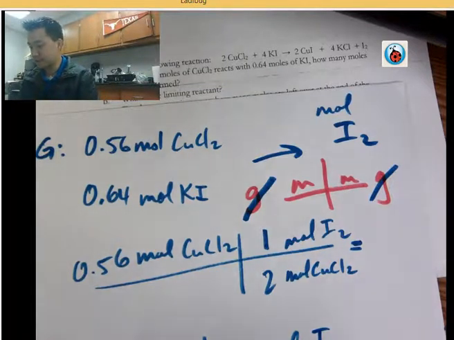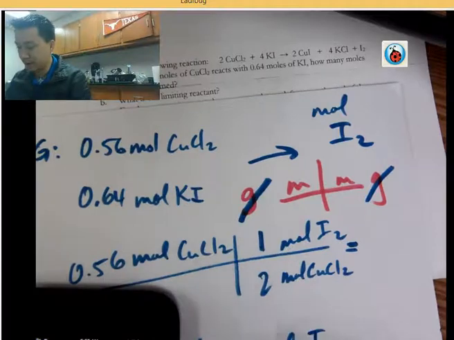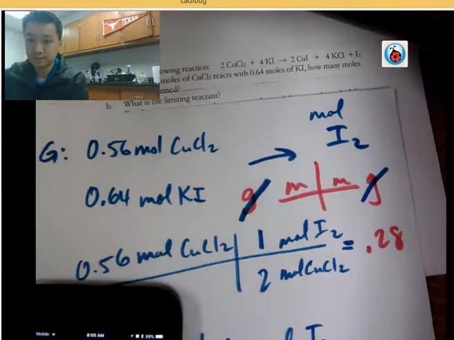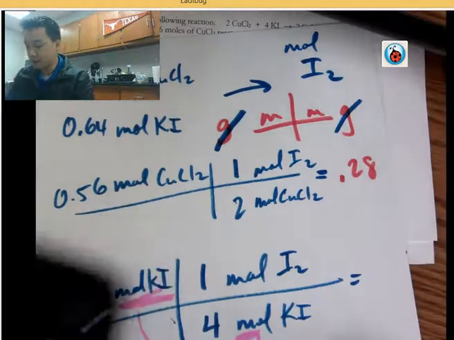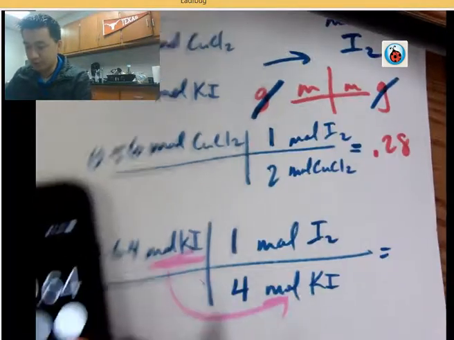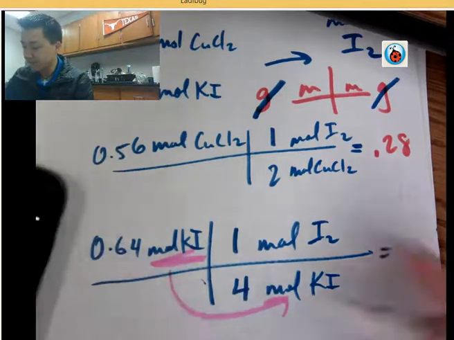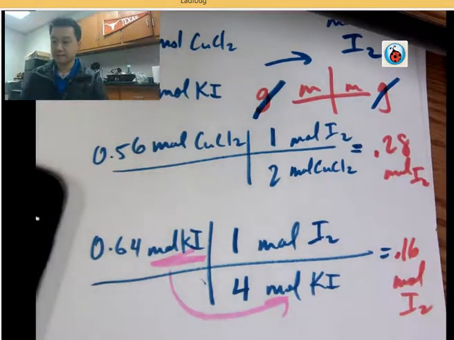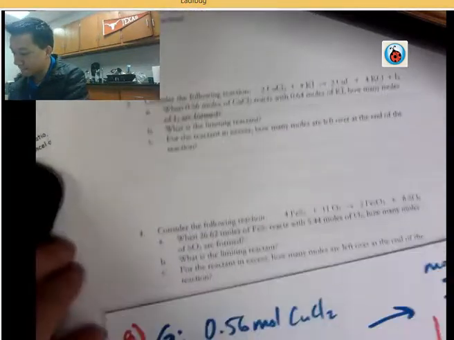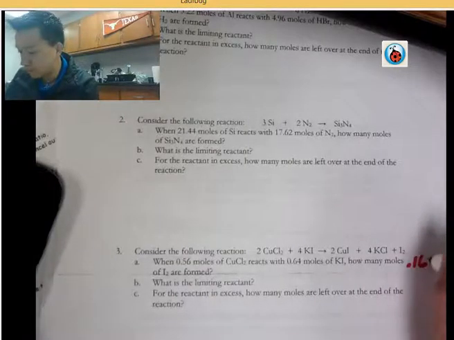So I calculate these. 0.56, handy dandy calculator there. 0.56 divided by 2 times 1 divided by 2, 0.28. So the top one's 0.28. And the bottom one, 0.64 divided by 4, 0.16 mole of I2. So there you have it. First question is, how many moles of I2 are formed? The answer is the one that's less. So it's 0.16 mole of I2.